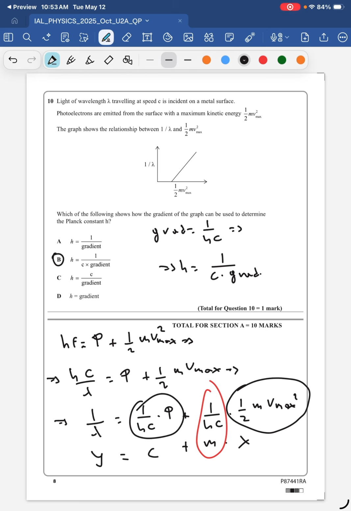Not too bad. I think the previous unit 2 I uploaded was harder, but let me know what you think. So let's move on to the second part, section B.